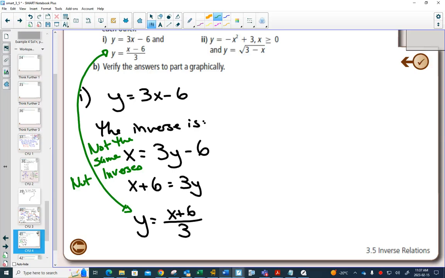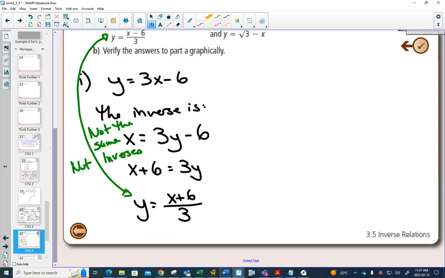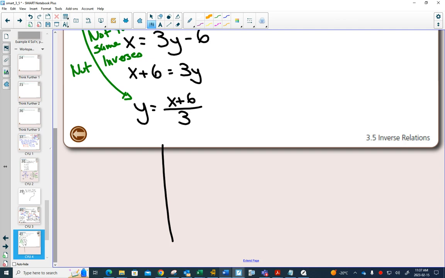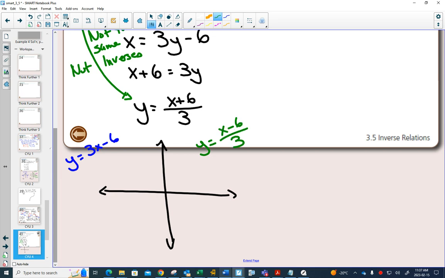Part B, it says verify the answer graphically. So we'll do that since we're working on this one right away. What I'm going to do graphically is I'm going to take both the equations and graph them in different colors. So the one equation was y equals 3x minus 6. I'll do that one in blue. And the other equation was y equals x minus 6 divided by 3.